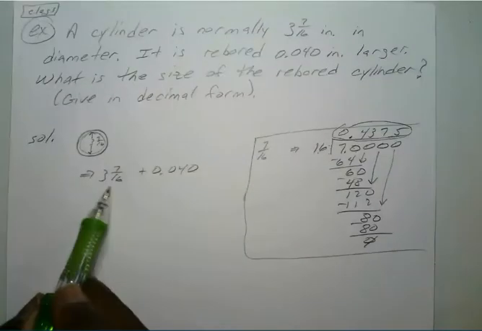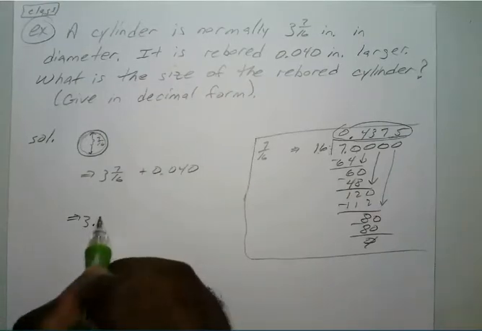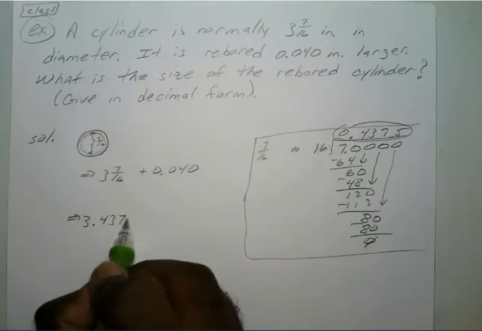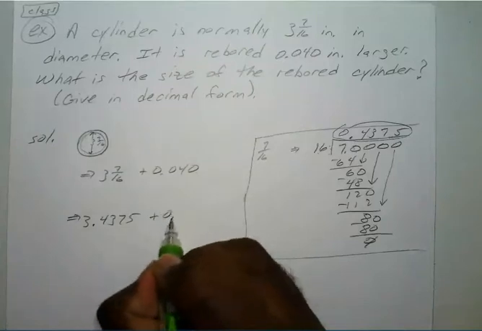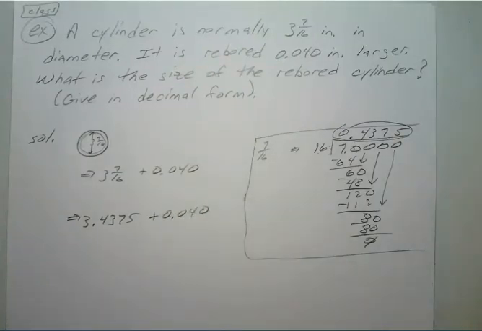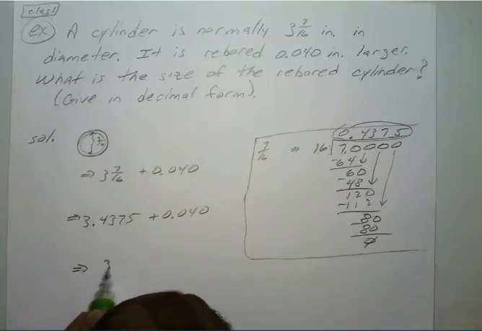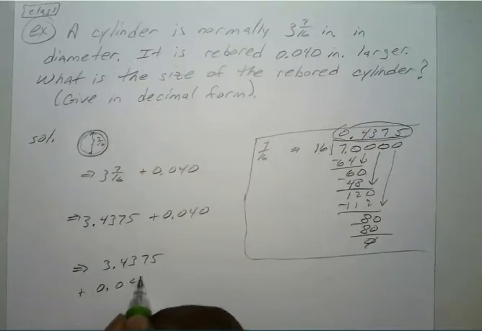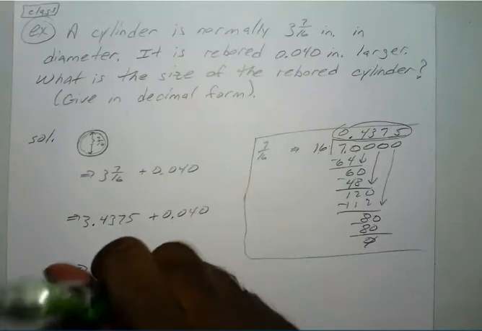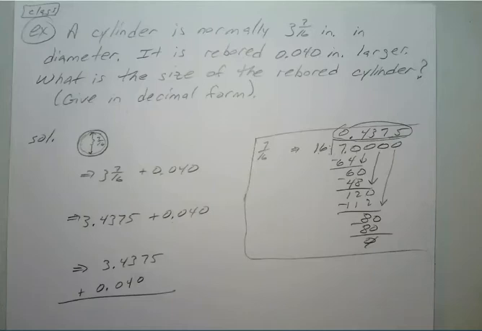All right, so now we're just going to rewrite this as 3.4375, since we converted 7/16, that 0.4375, plus 0.040. Okay, so we're going to go ahead and add those two together. So we rewrite it vertically. 3.4375 plus 0.040. Okay, and any blank spaces there, we just fill those with 0.